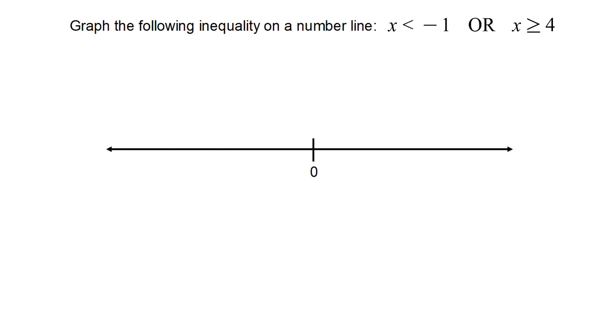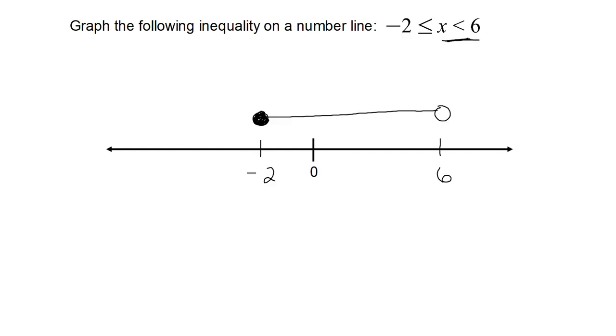This time we've got two inequalities separated by the word or. We've got x is less than -1 or x is greater than or equal to 4. It's a little bit different from this one. In this one, we were saying both of these things were true. It was kind of like saying x is greater than or equal to -2 and x is less than 6. Both had to be true. That's why we connected them in the middle.